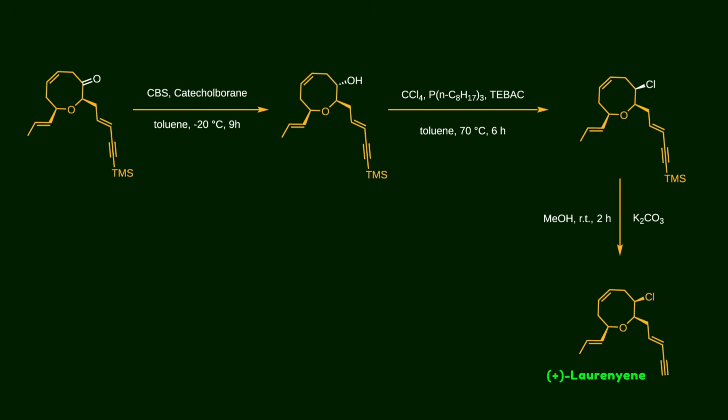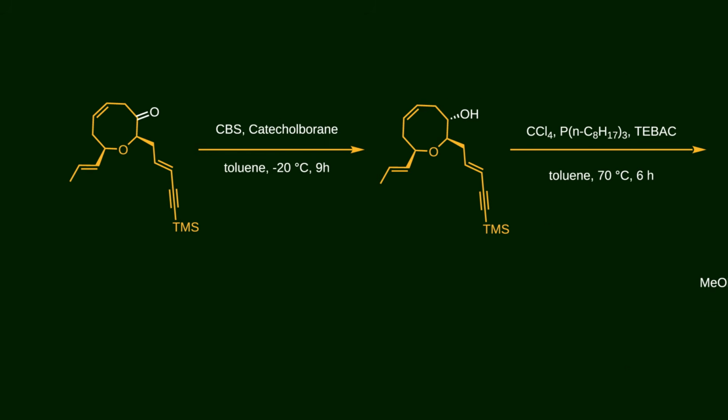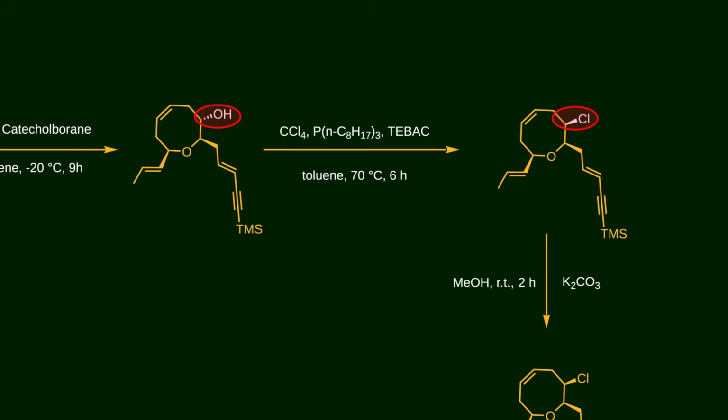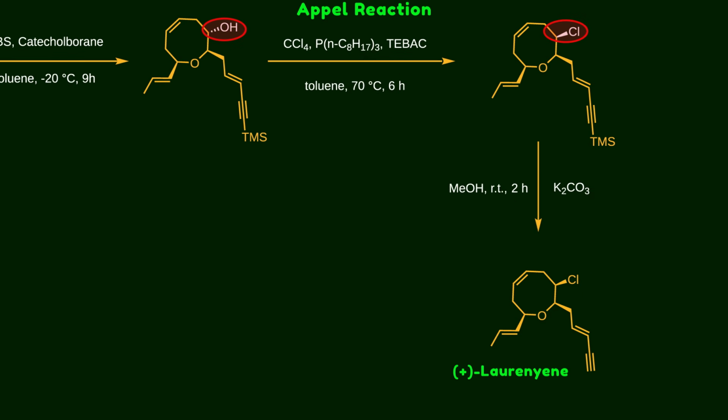In the next step, the carbonyl group undergoes stereoselective reduction by the CBS catalyst to produce the alcohol. After that, chlorine is introduced to the molecule by the Appel reaction, along with inversion of stereochemistry. Finally, the terminal alkyne is smoothly liberated from the molecule under basic condition.